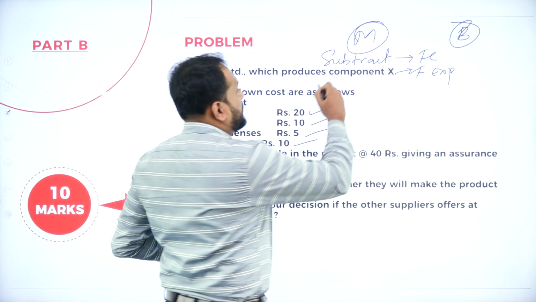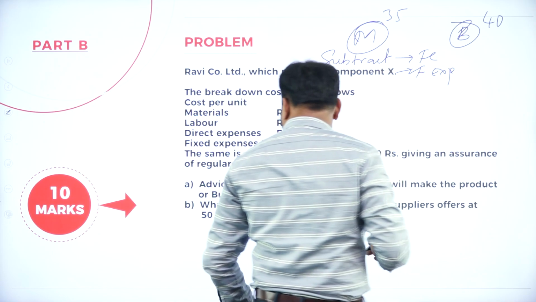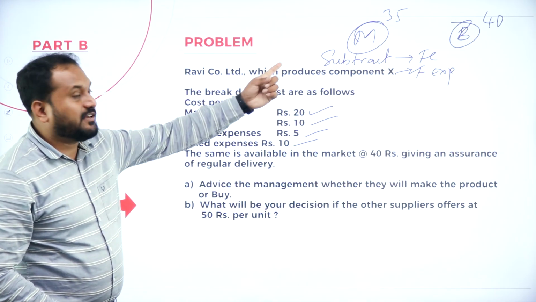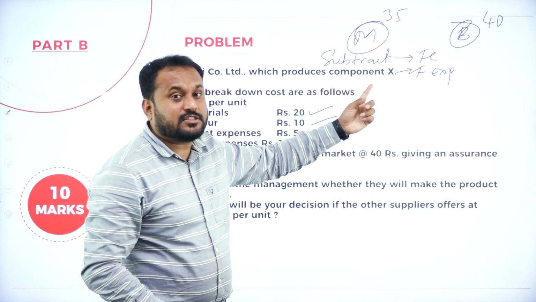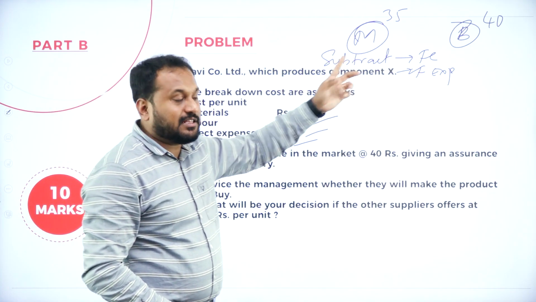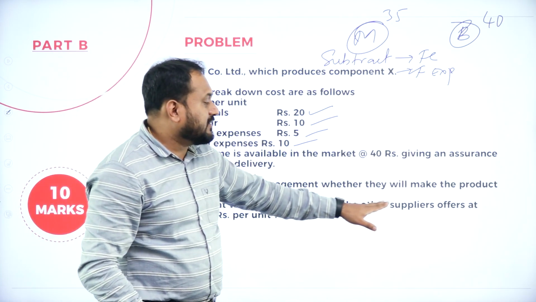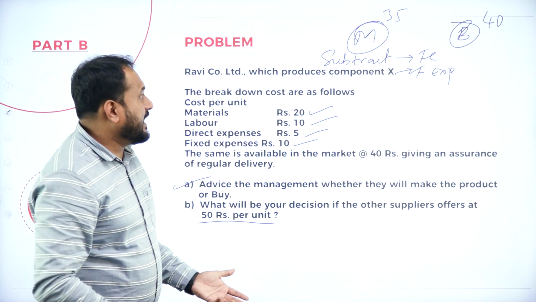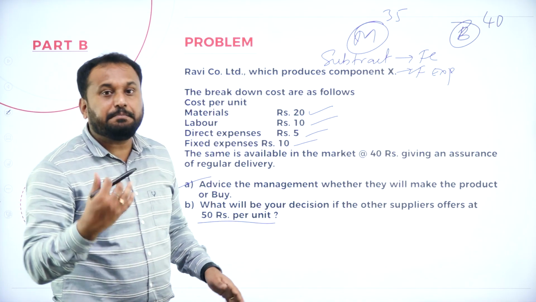That means to make a product it is 35 rupees, to buy a product it is 40 rupees. Advise the management whether they will make the product or buy. See, 35 if I make, 40 if I buy. I need to subtract fixed cost or fixed expenses. So I'll make the product. The first is done. What will be your decision if the other supplier offers at 50 rupees per unit? Still what will I do? To make it is 35, to buy it is 50. So again I'll make the product.